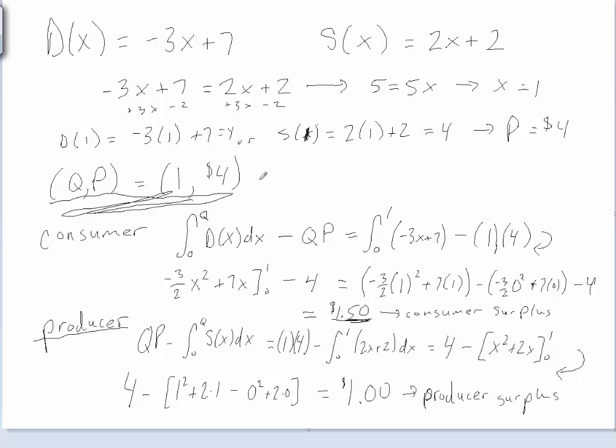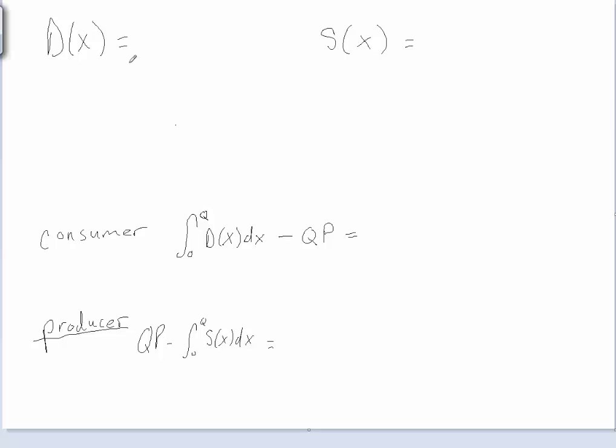Find the equilibrium point. Using that Q and P, we simply plug into our two formulas for consumer surplus and producer surplus. So consumer surplus, the integral of the demand function minus QP, and for producer surplus, it's QP minus the integral of the supply function.